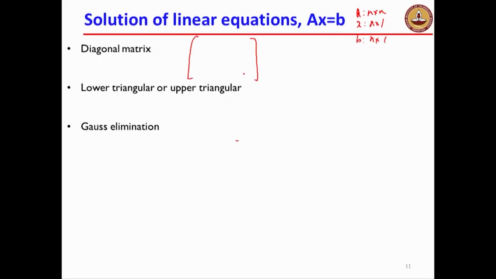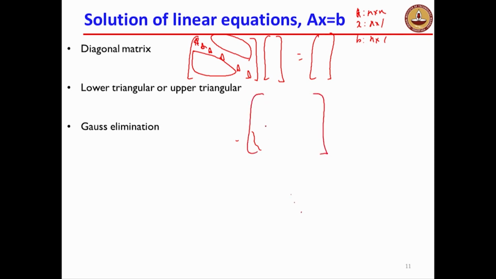there are certain matrices which are diagonal matrices, which means everything else apart from the diagonal is 0. So only the diagonal entries are non-zero. Now there is another set of matrices, upper triangular or lower triangular. What that means is everything below the diagonal is zero, this is an upper triangular matrix, and this is a lower triangular matrix.